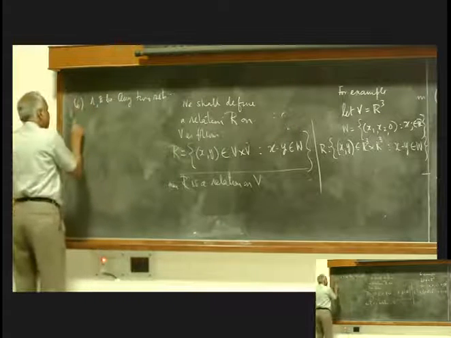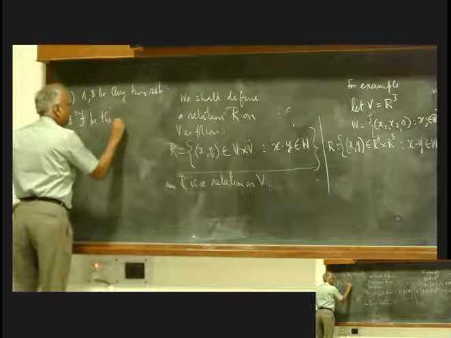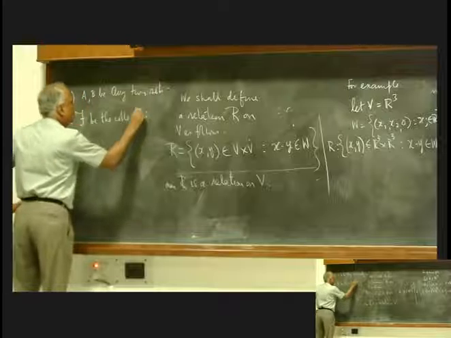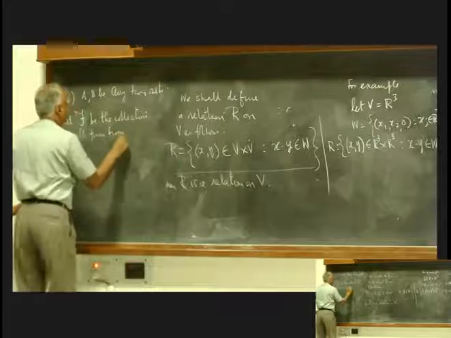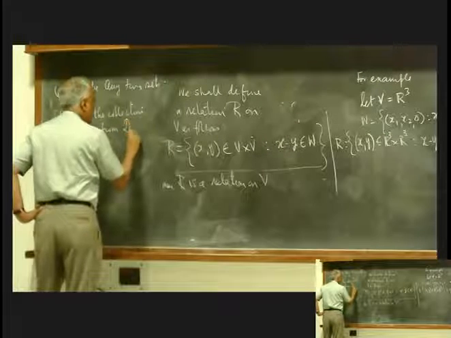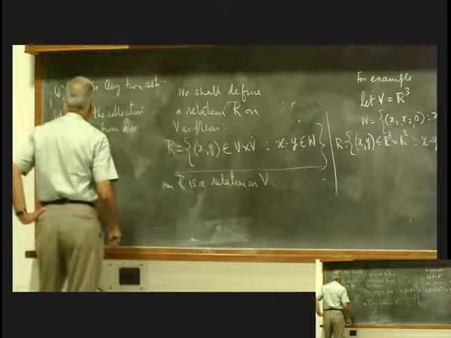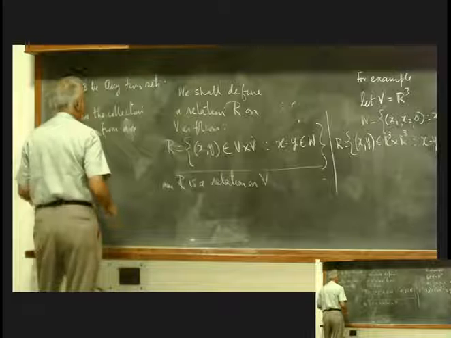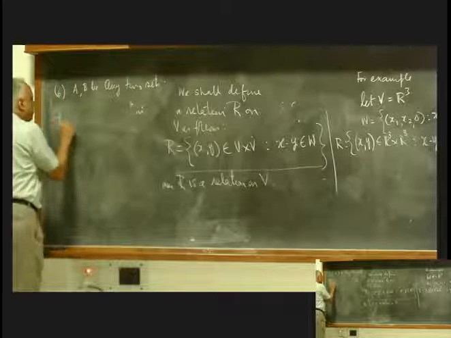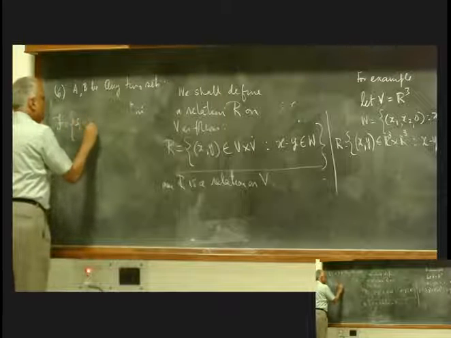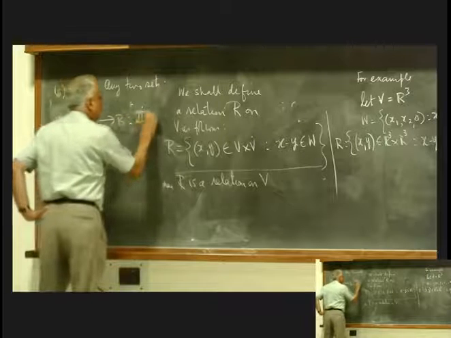And let F be the collection of all functions from A to B, how should I write it? Let me put a very peculiar notation. So let me take F to be the set of all functions such that D_F is a subset of A.